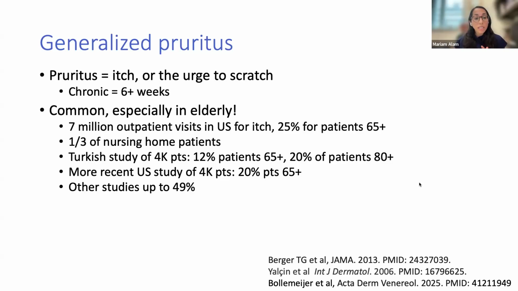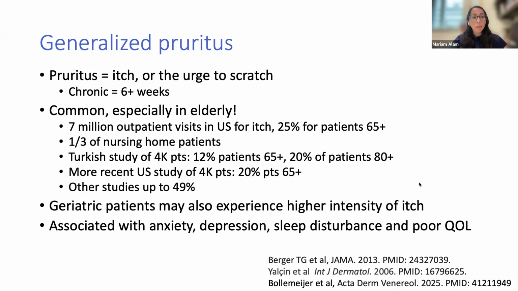There was a more recent US study looking again at around 4,000 patients, and they found pretty similar numbers, like 20% of patients with generalized pruritus were over 65. And then other studies quote up to 50%. So super common. And I would say in real life, that's definitely what we see. Most of the patients who we see coming in for generalized pruritus are over 65. Geriatric patients have also been shown to experience a higher intensity of itch. And this is really important because itch can be associated with anxiety, depression, sleep disturbance, and poor quality of life.